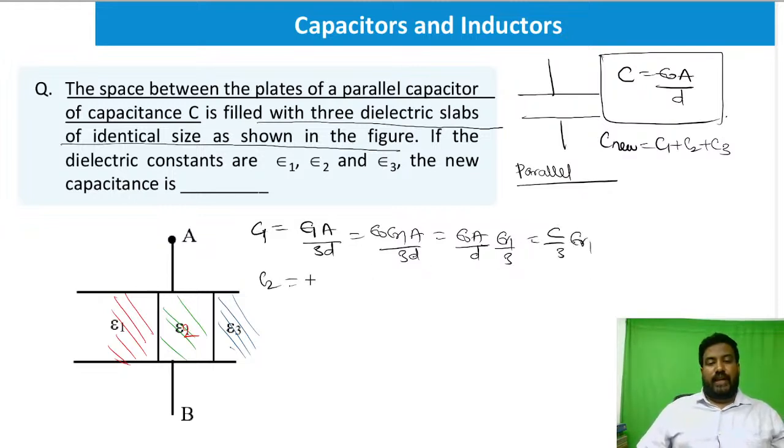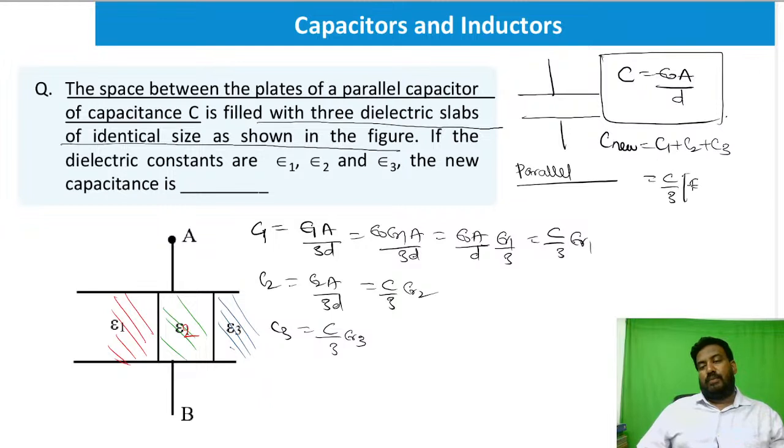Similarly, C2, same case, epsilon 2 A by 3D. Same analysis, C by 3 into epsilon R2. Similarly, C3 is C by 3 into epsilon R3. Total capacitance is C by 3 into epsilon R1 plus epsilon R2 plus epsilon R3.